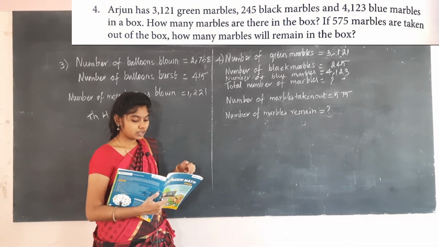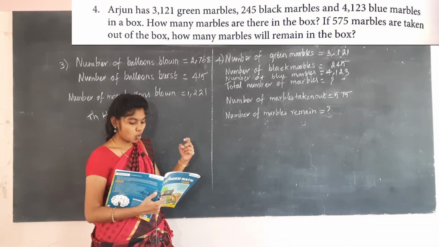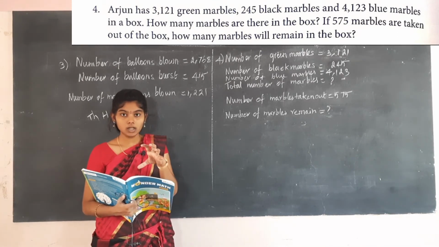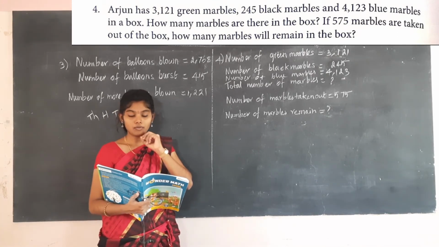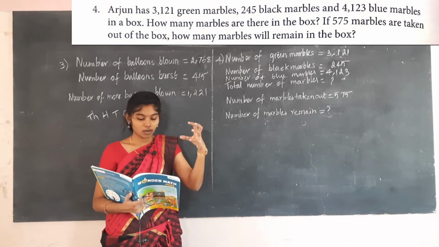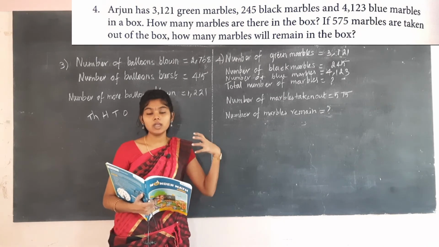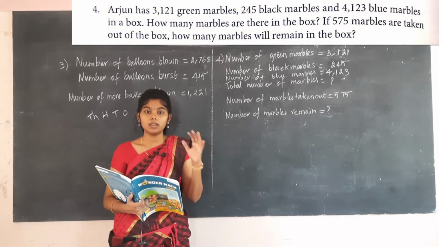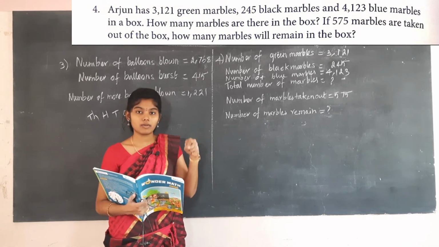Then the next question is, if 575 marbles are taken out of the box, after finding the total, we can subtract the number 575. Why are we subtracting that number? To find the number which are present in the box. How many are remaining in the box? So that is the question. How many marbles will remain in the box after taking out 575 marbles?